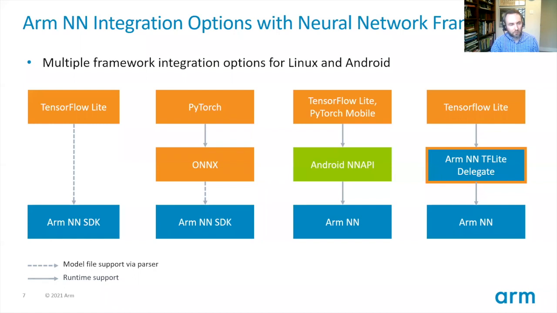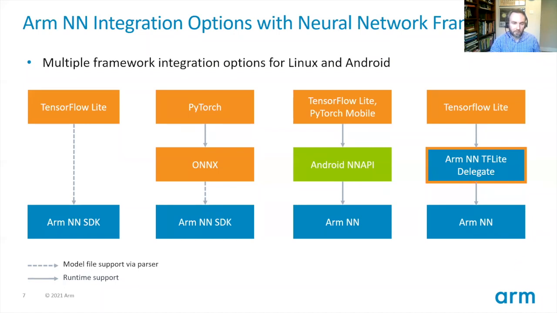If you're a PyTorch user, the experience is similar. You export an ONNX flat file, and this can be taken into the ArmNN parser. Now, if you want to use ArmNN at runtime, you can use the Android NN API for Android environments, and that has support for ArmNN and Arm Compute Library, providing best acceleration on Android. Alternatively, you could use TensorFlow-Lite on Linux or Android, and this allows you to plug in ArmNN using the ArmNN TFLite delegate.